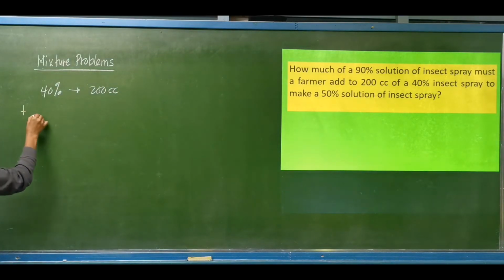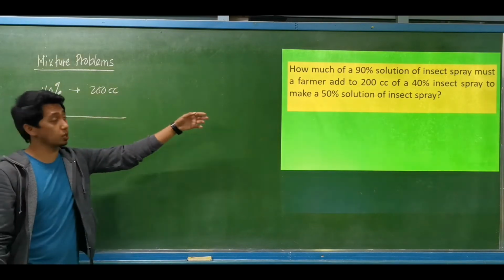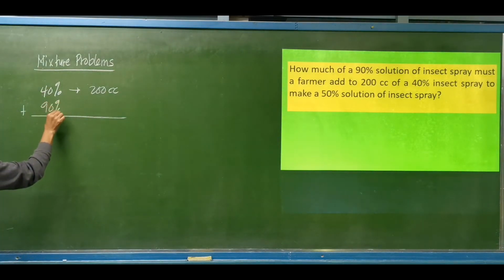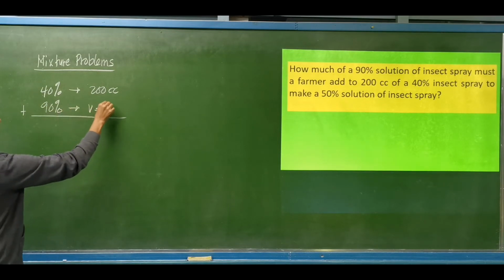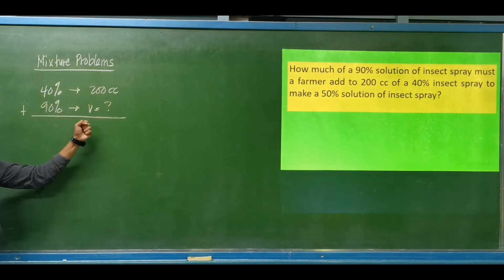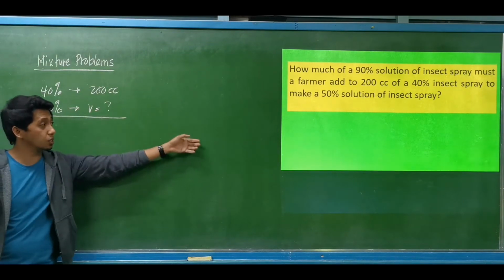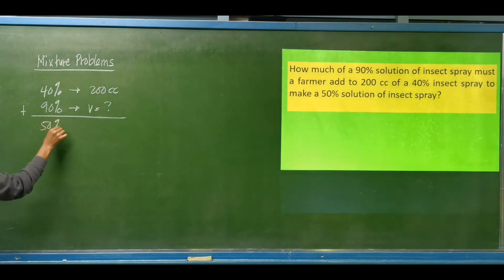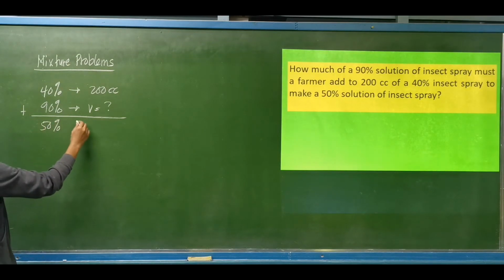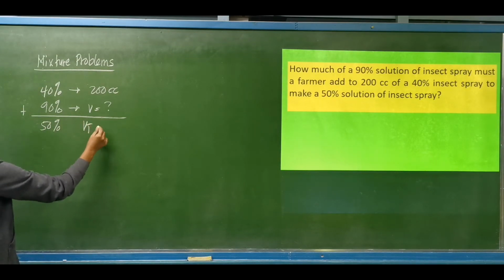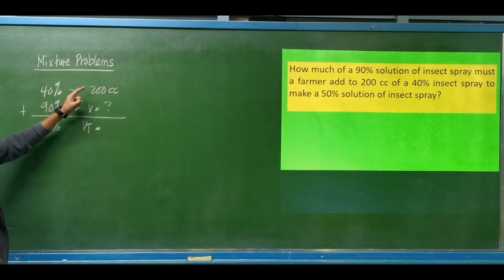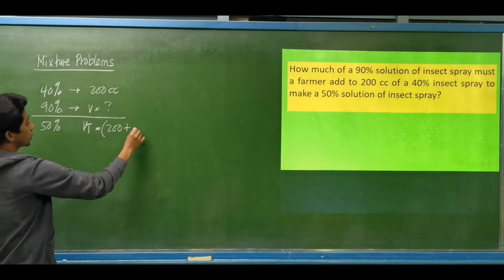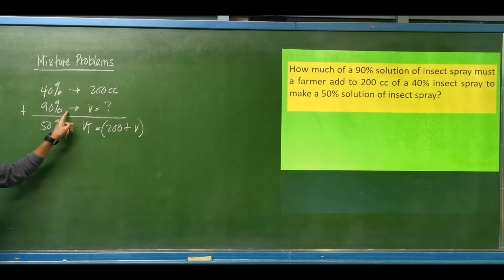Then we are to add a solution. So what is the percentage of that solution? It is a 90% solution, but we don't know the volume. Unknown volume. And the required resulting mixture should be 50% in concentration, and what will be the final volume? The final volume is your initial volume, 200 cubic centimeters, plus the added volume of the 90% solution.